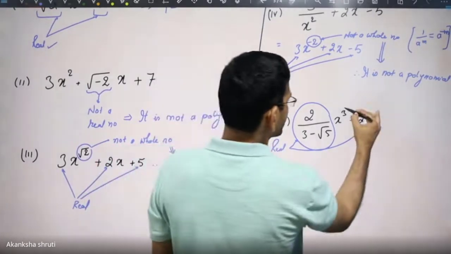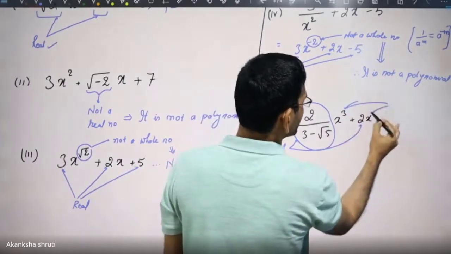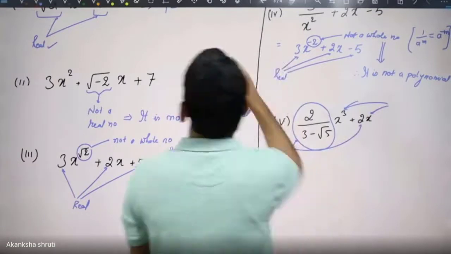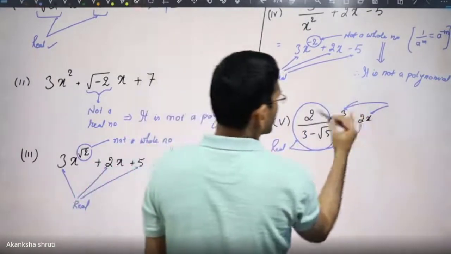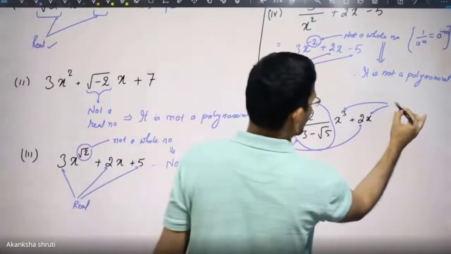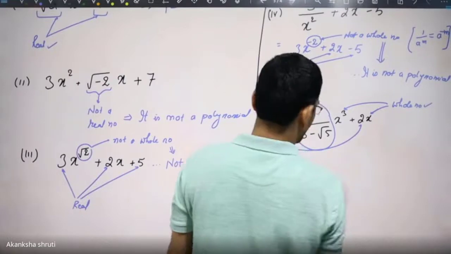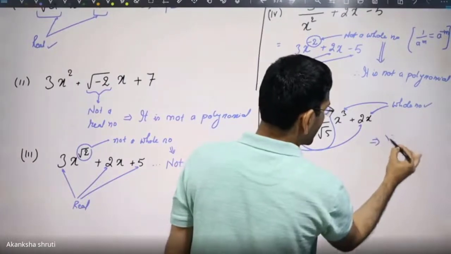And here it is okay. Means both of these are belonging to whole number. ये भी हमारे दोनों ही whole number हैं. They are whole numbers, so it's okay. So answer is yes.